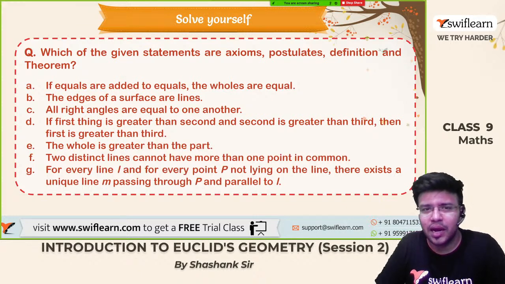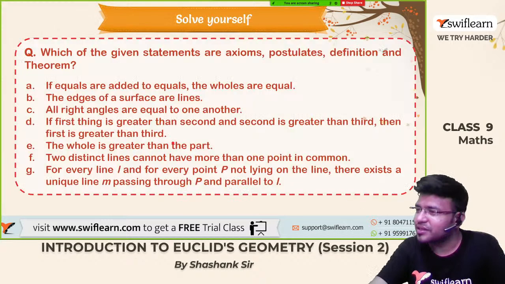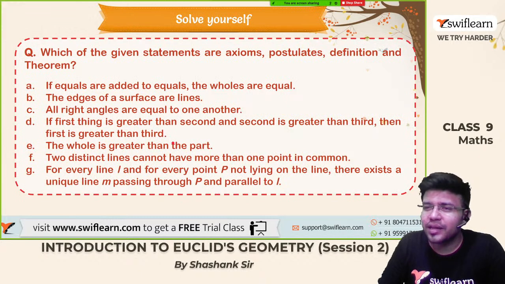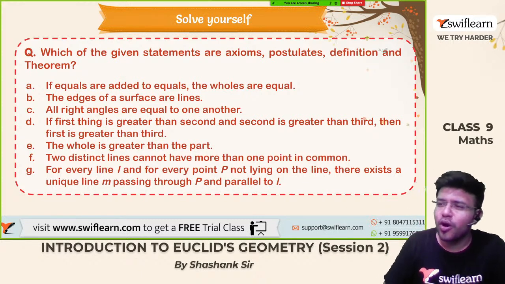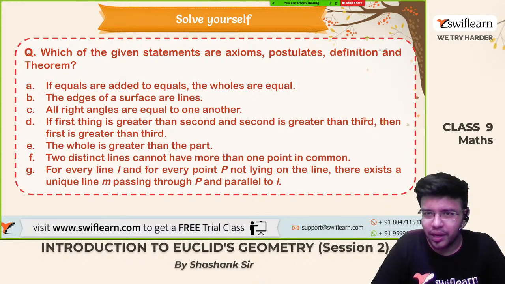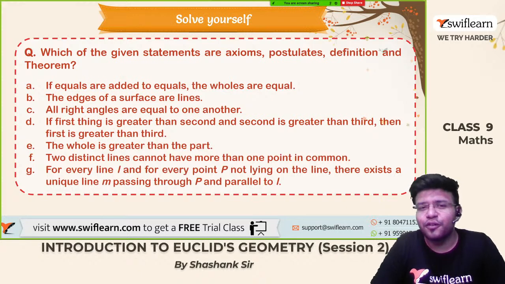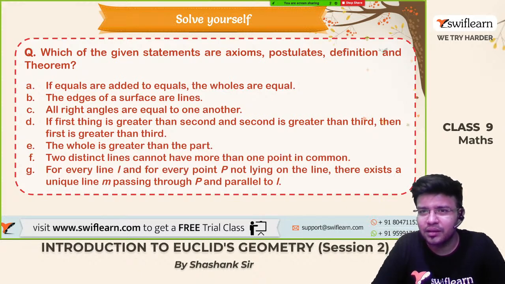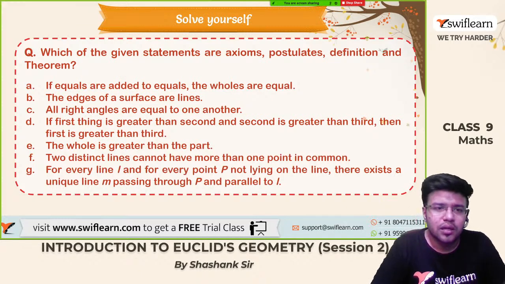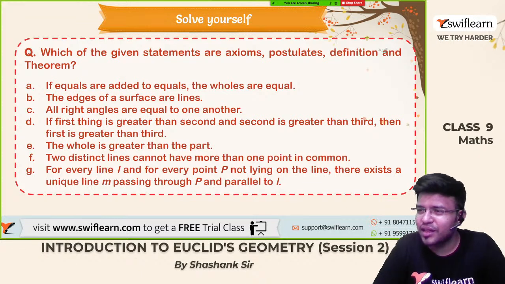Yes. Second one, the edges of a surface are lines. What are the edges of a surface? They are lines. This is a definition. Yes. All right angles are equal to one another. What is this? This is a postulate. Look, postulates are statements which don't have proofs and are used in geometry. Yes. The next one: if the first thing is greater than the second and the second thing is greater than the third, then the first is greater than the third. Okay. The whole is greater than the part. Yes. What is this? The whole is greater than the part.